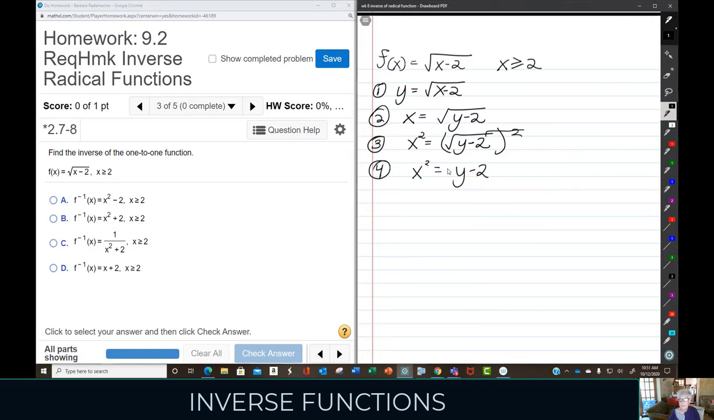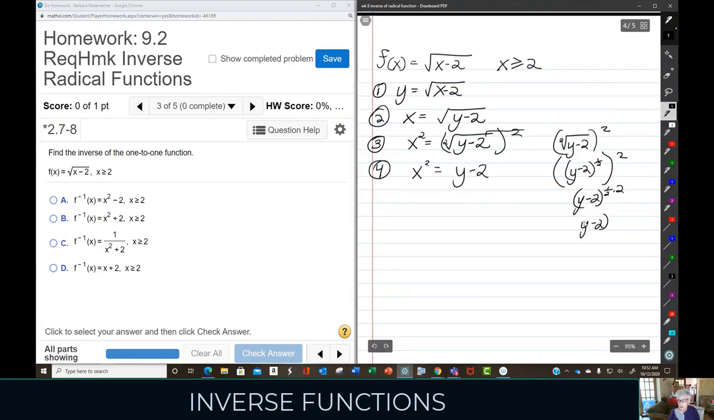Here's what's really happening. There's an invisible 2 here. The square root of, is it y minus 2? Yeah, y minus 2 squared is going to be y minus 2 to the 1/2. Squared, which is going to be y minus 2 to the 1/2 times 2. Put that in your calculator, it's 1. That's y minus 2 to the 1, which is just y minus 2. And I don't need the parentheses.